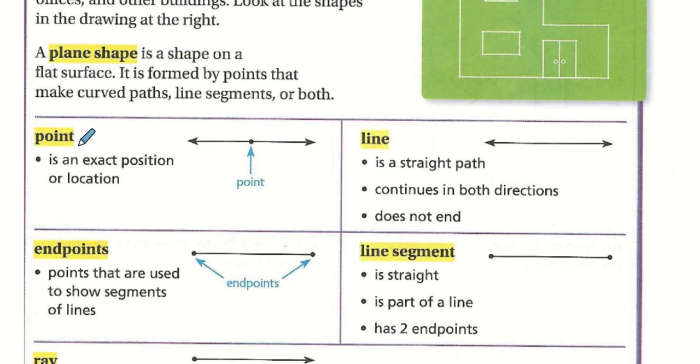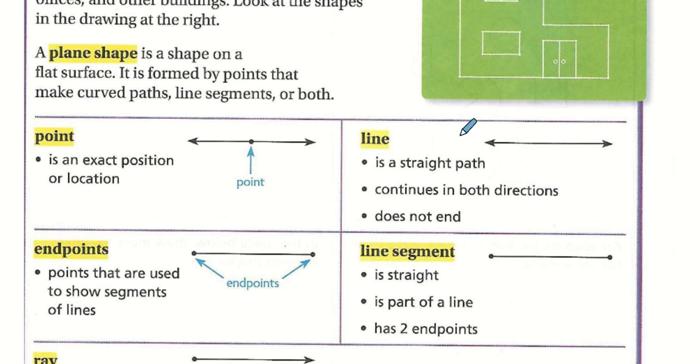Okay, so a point is just an exact location or position of something. So if we look at this, we have a line and then there's a point right in the middle. Just like we put points on number lines, it shows the exact location of the line that we're talking about.